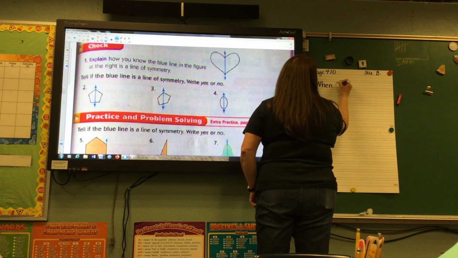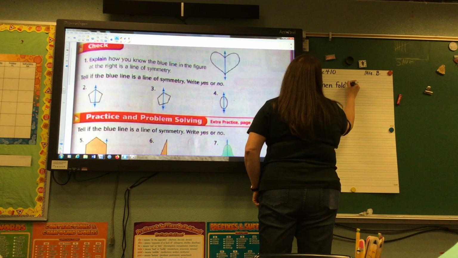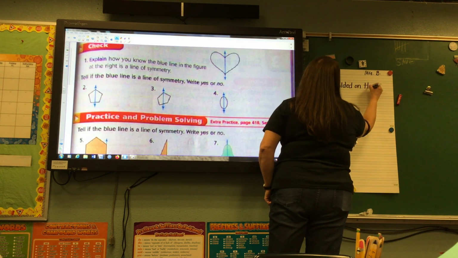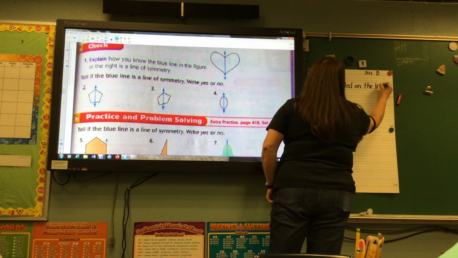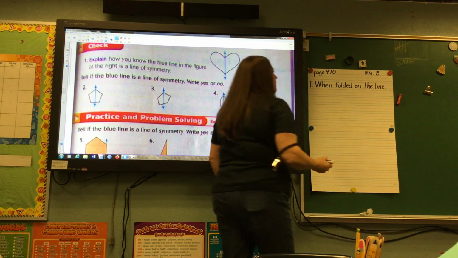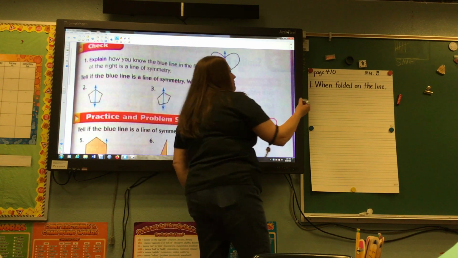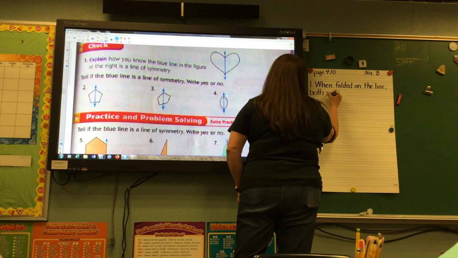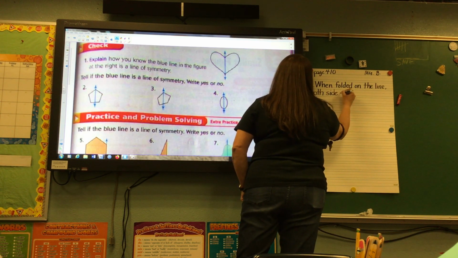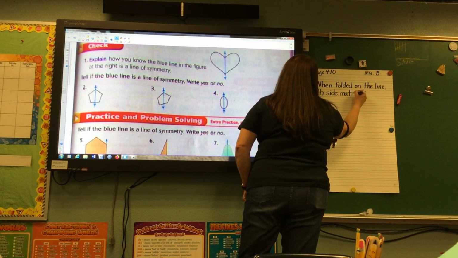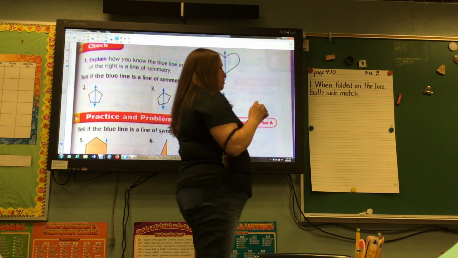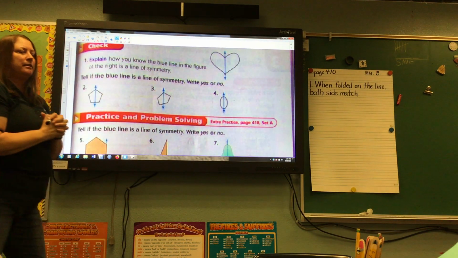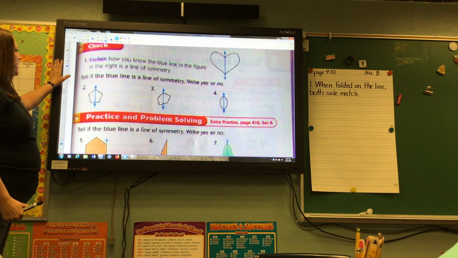When folded on the line, both sides match. And that's the key word, both sides match. When I fold that this way, both sides match. They're exactly the same. Okay, let's go ahead and go down to number 2.